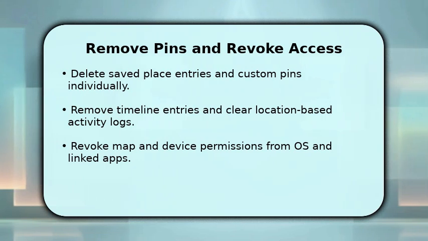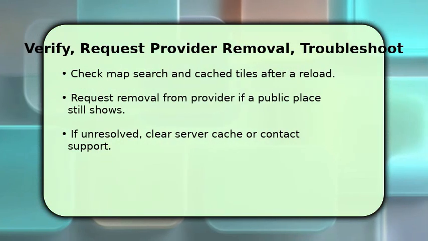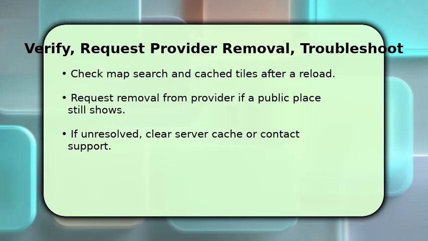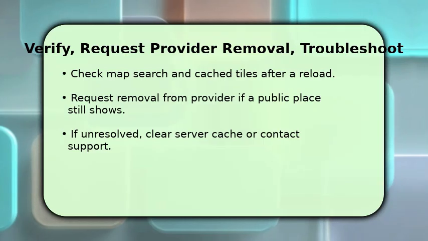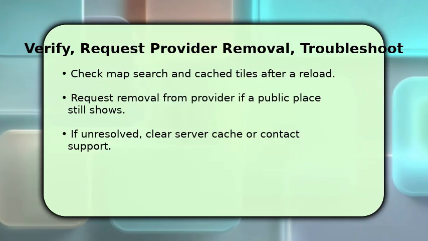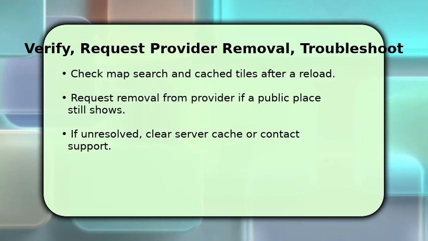Finish by verifying the location no longer appears in search, map tiles, or your timeline after restarting the app and device. If the place is a public listing or street view marker, submit a removal request to the map provider and supply proof if required. This addresses server-side copies. Once done, monitor for up to several days for propagation.